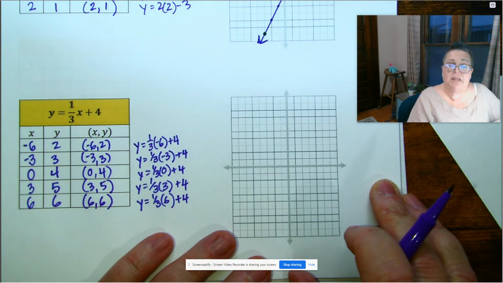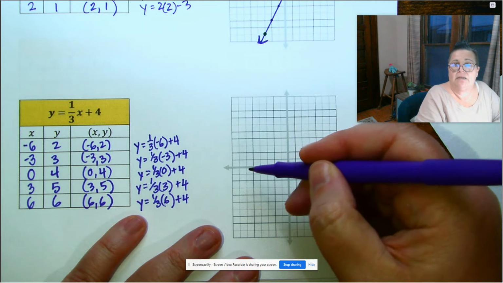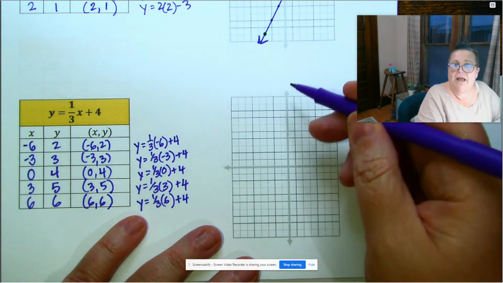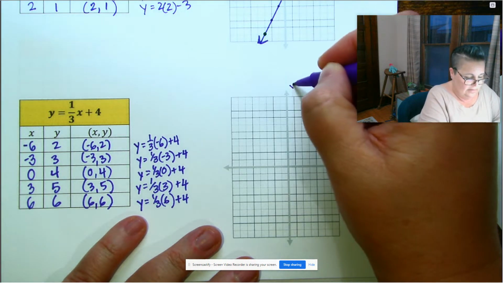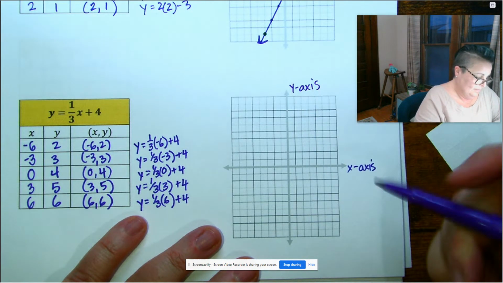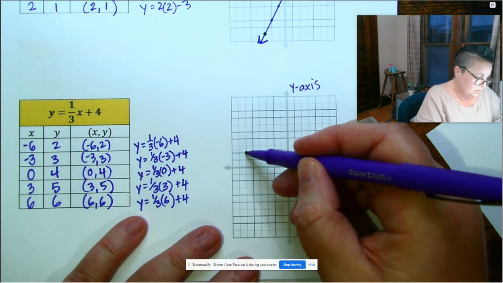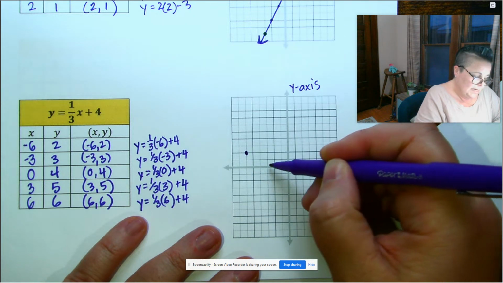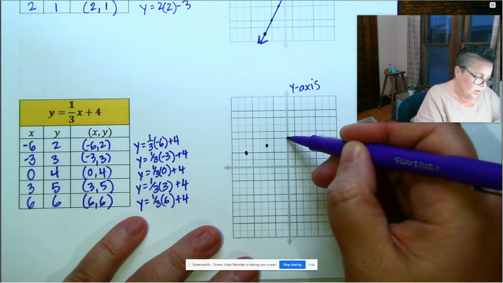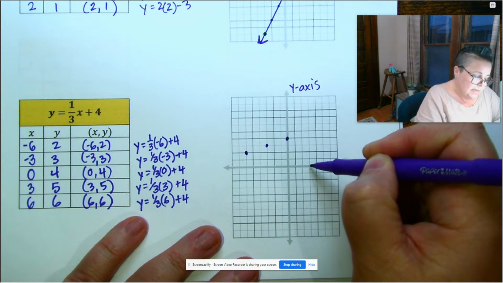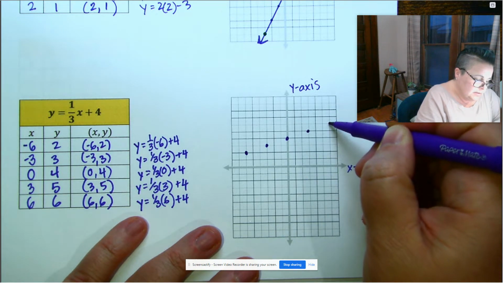And now I want to plot these points. So starting at the origin, where my x and y axis intersect, I'm going to go to the point -6, 2, -3, 3, 0, 4, 3, 5, and 6, 6.